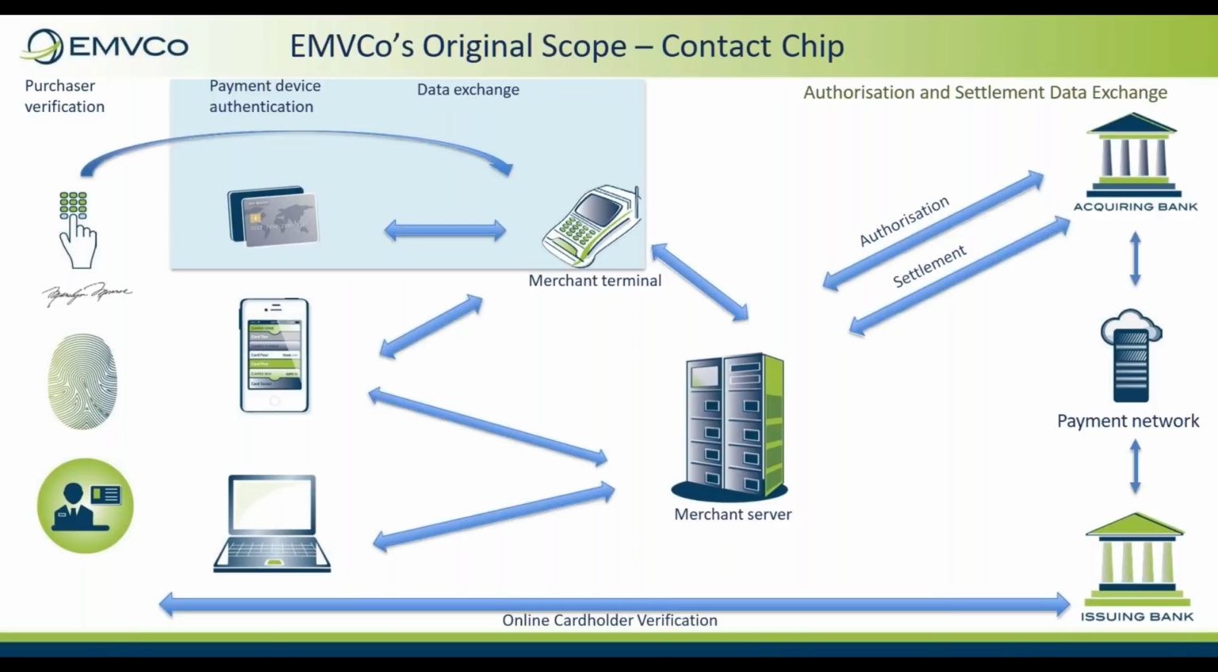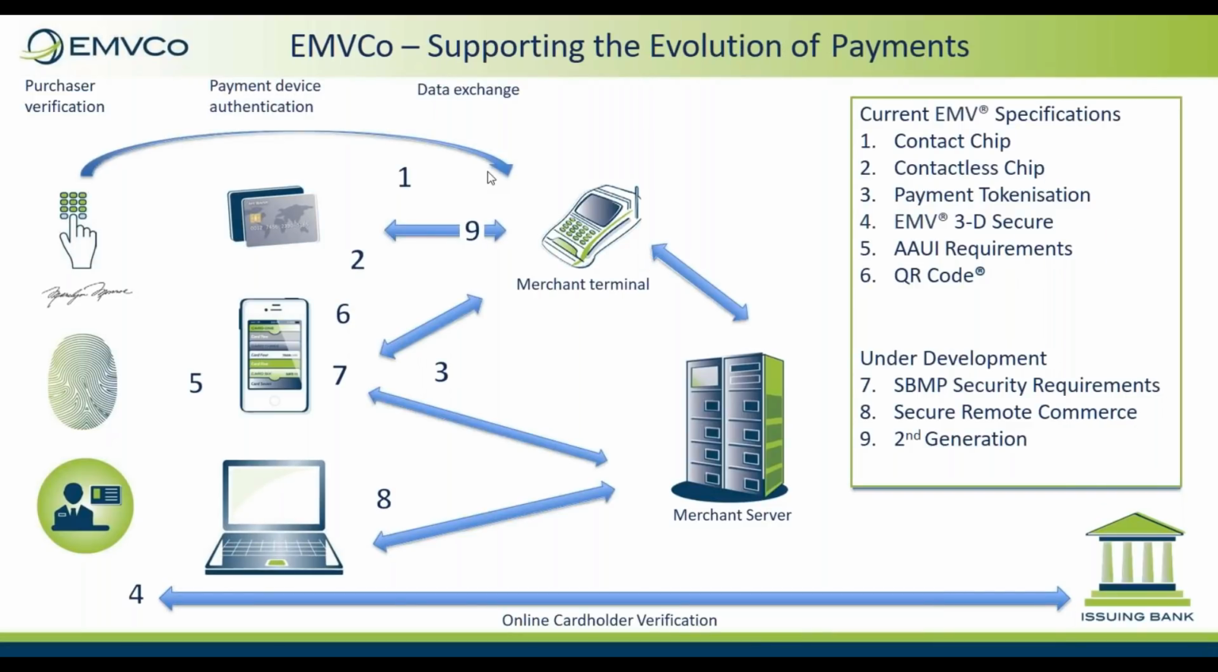So all of these component pieces exist for a secure purchase transaction. Traditionally, EMVCo's role was just around the EMV chip. Our focus was on the secure exchange of data between the payment card and the merchant terminal. However, as the payment space evolved, so has EMVCo. But EMVCo's remit is now much more than just the chip interacting with the chip terminal. EMVCo has specifications that cover contact chip, contactless chip, payment tokenization, EMV 3D Secure, requirements for the user interface on cell phones, QR code. And we also are always working on new initiatives, such as software-based mobile payment security requirements, secure remote commerce, and looking forward to the second generation of EMV transactions.